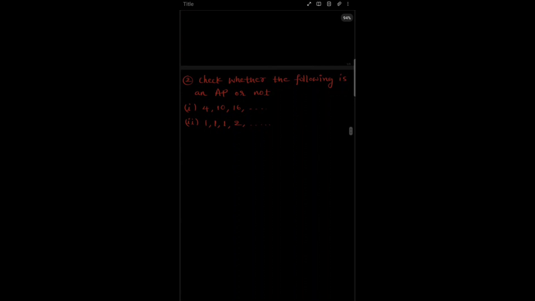Here check whether the following is AP or not. So here given the sequence, you have to check it is an AP or not. So first problem, given sequence is 4, 10, 16, so on. So you have to check it is an AP or not. So first find out the common difference. So here first term is generally denoted as A1, second term is generally denoted as A2, third term is A3, so on. So to find the common difference, I need to subtract the consecutive terms.